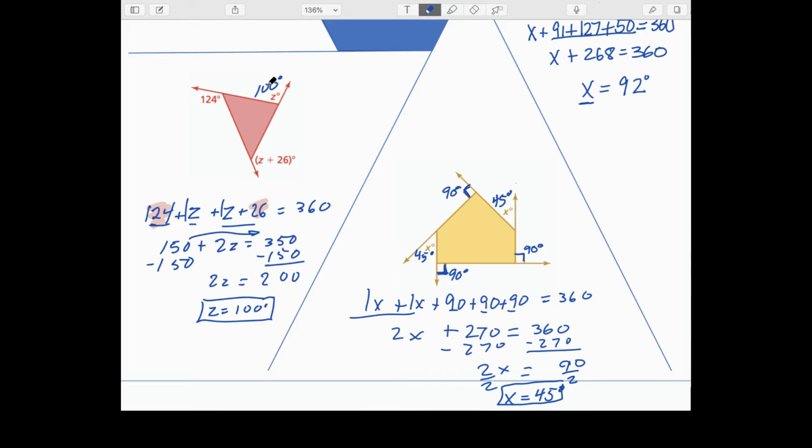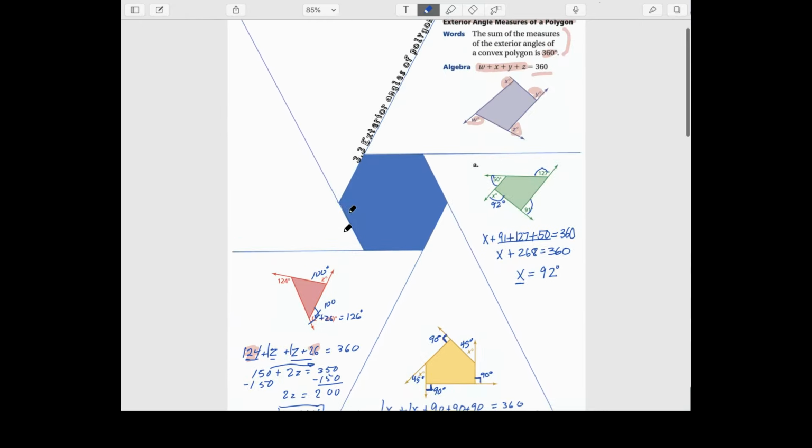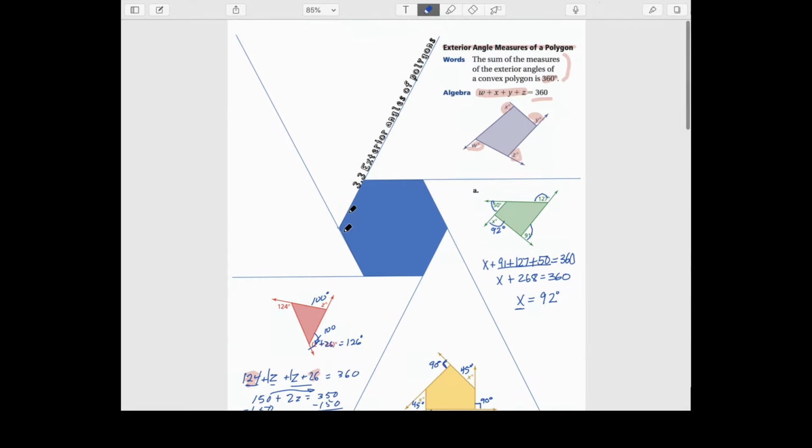Now they might ask us what z plus 26 is. They might ask us about this angle. Well, you just add: z was 100 plus 26 equals 126. So that one will be 126. It might ask you for the other angle, and if so, you plug it in and work it out. Okay, so that is the extension of what we're doing today. I'm going to go ahead and go to it, and I will answer questions later. Thank you.